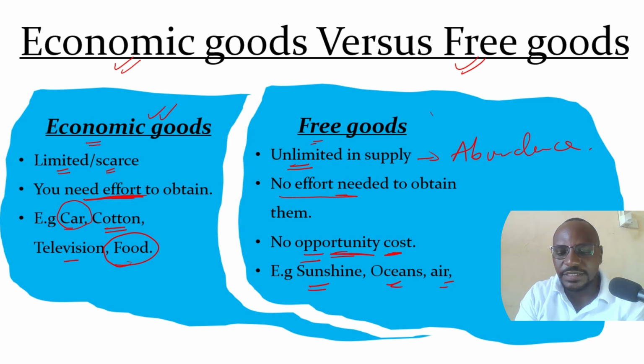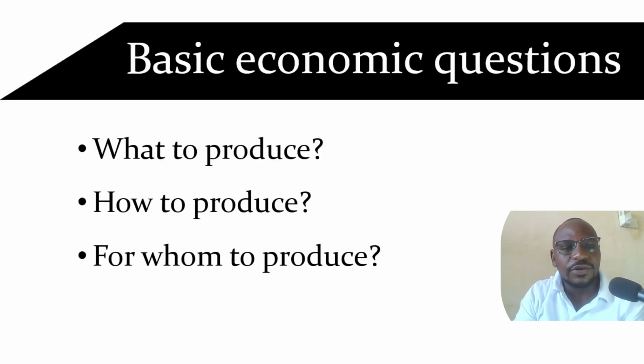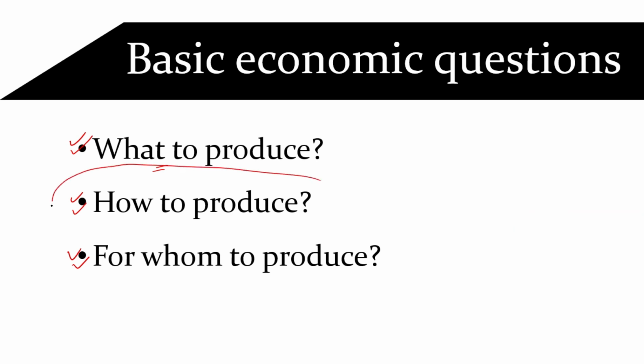Every person in business, or simply the economic agents, ask themselves these basic economic questions: what to produce, how to produce, and for whom to produce. Even an individual has to think: what should I produce, what should I make, how will I make it, and this forms the resources which are needed to make these goods. So the three basic questions are: what to produce, how to produce, and for whom to produce.